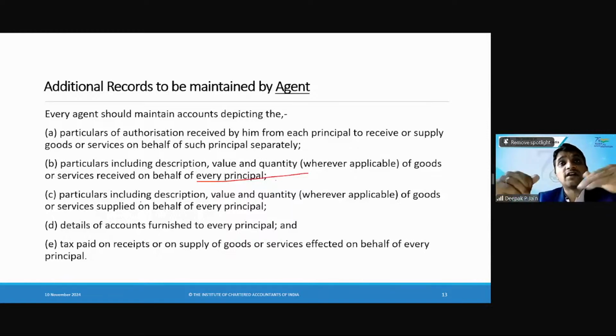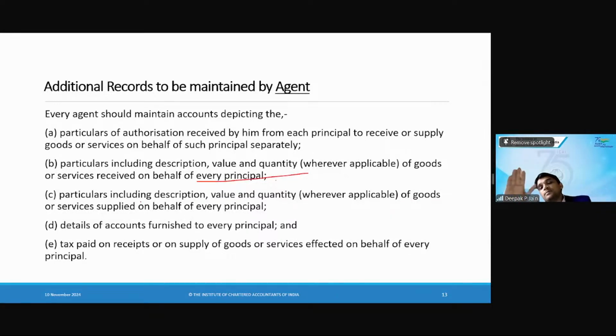Then details of accounts what he's furnishing to a principal, क्योंकि प्रिंसिपल एजेंट से रिकॉर्ड्स मांगेगा कि मेरे कितने सेल हुए, क्या प्राइस पे सेल हुए, मुझे दीजिए. तो ये रिकॉर्ड वो प्रिंसिपल को देगा, ये रिकॉर्ड उसको भी मेंटेन करना पड़ेगा. Then tax paid on receipts, जो रिसिप्ट किया उसके ऊपर जो टैक्स पे किया है, और जो सप्लाई किया है उसके ऊपर जो टैक्स पे करना है उसको भी रिकॉर्ड्स मेंटेन करेगा.